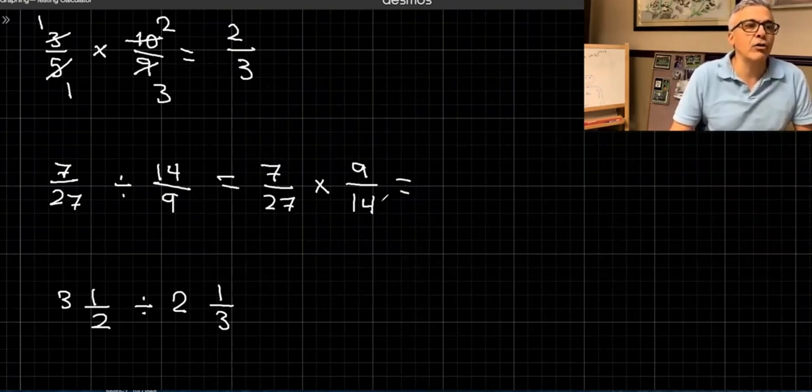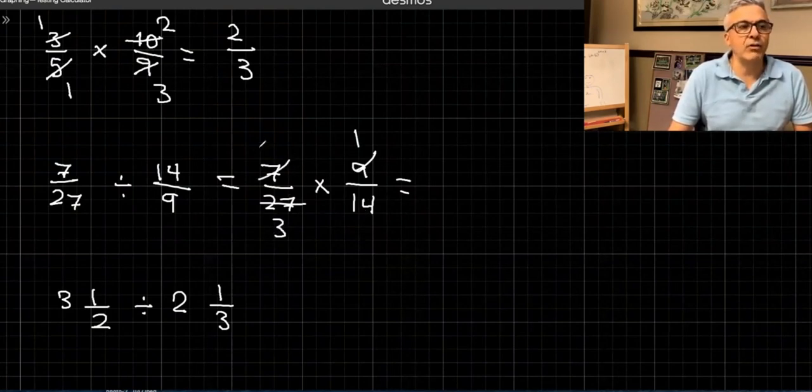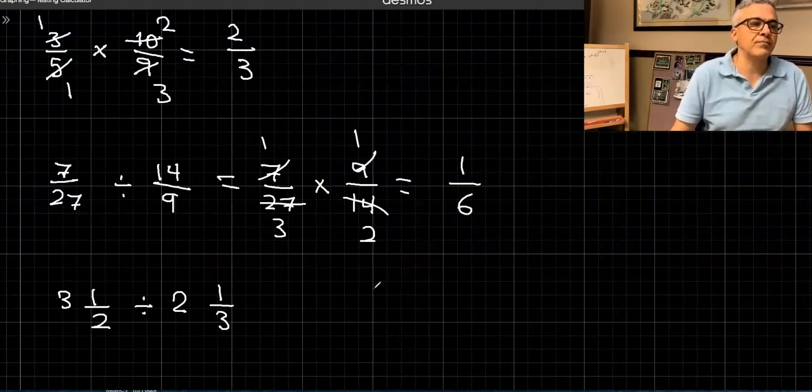When you multiply, you look to reduce within, nothing within, but diagonally. I could see 9 goes into itself once and goes into 27 3 times. And here, diagonally, I could see 7 goes into itself once and goes into 14 twice. Now I multiply tops together. 1 times 1 is 1. 3 times 2 is 6.